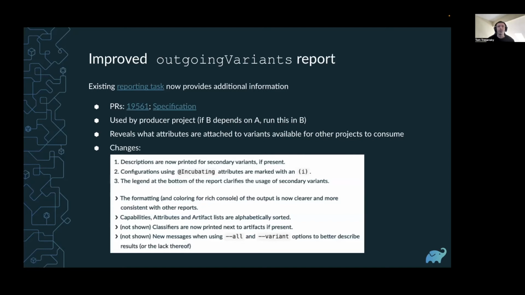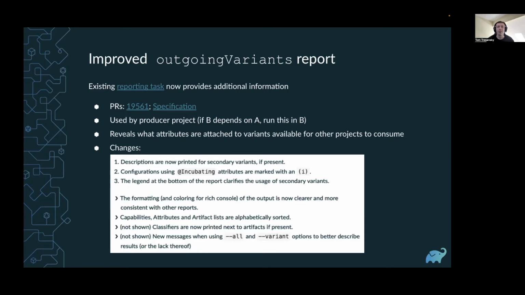So we improved the outgoing variants report. This is an existing report that's used to investigate unexpected dependency resolution outcomes. So you have a scenario where you have a producer project and a consumer project, and you want to know why the consumer project is picking a certain variant of the producer project.